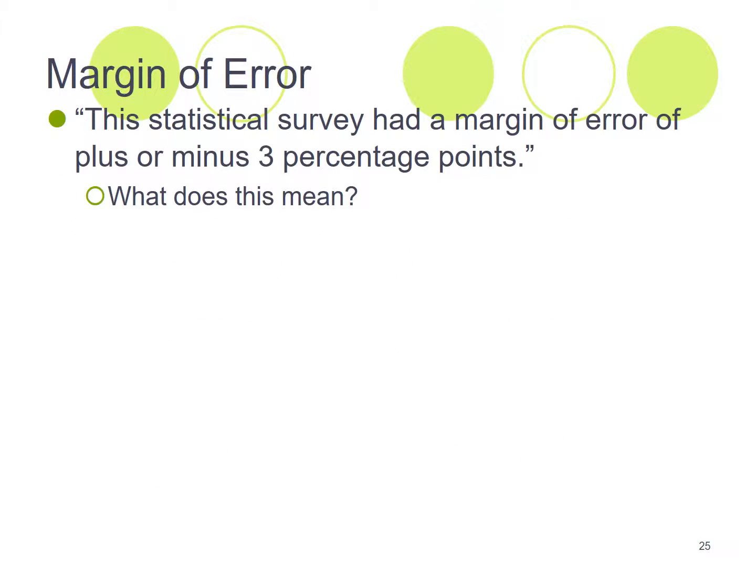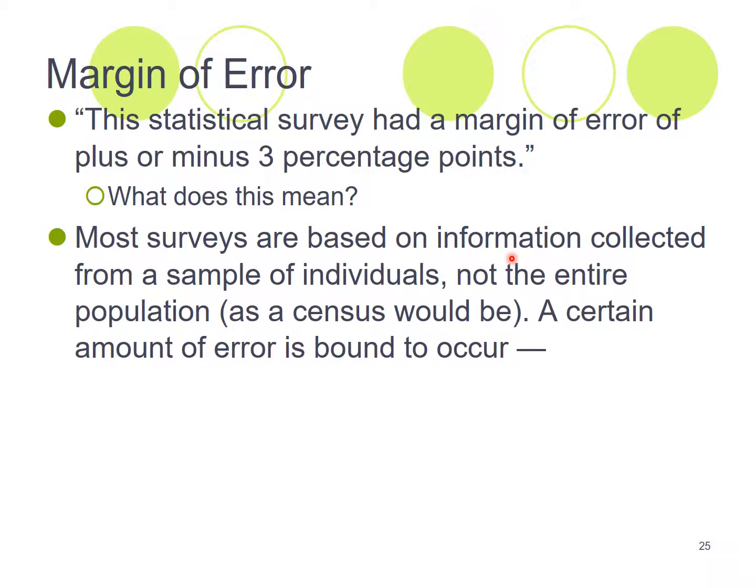Let's talk about that. So, margin of error. The statistical survey had a margin of error of plus or minus 3 percentage points. What does that mean? Often you'll see that written in some sort of words like that. So what actually does that mean?